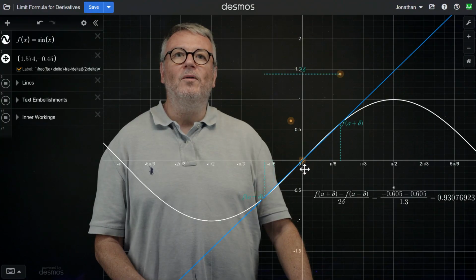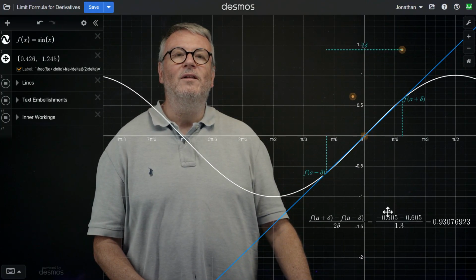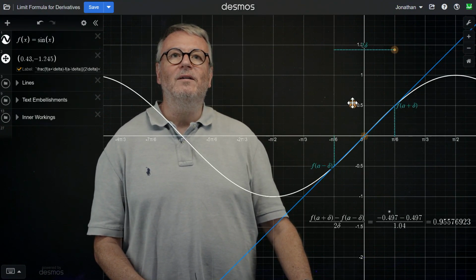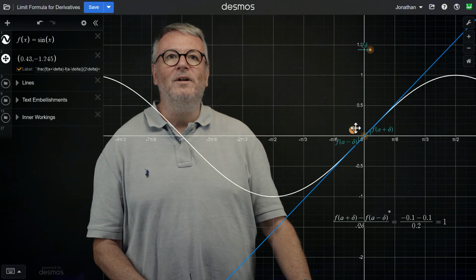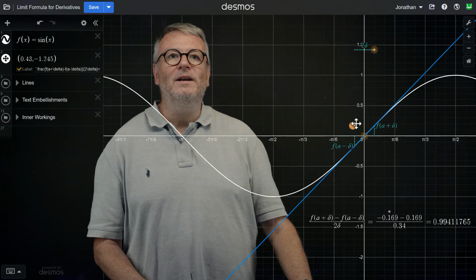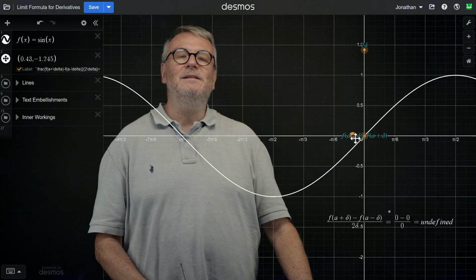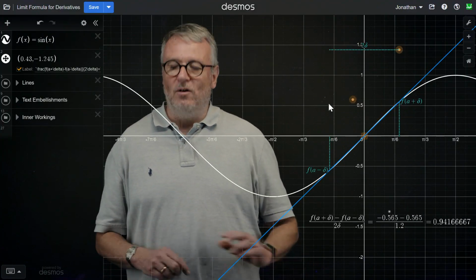Let me move the point of interest to the origin. What if I was interested in calculating the slope of sine at the origin? Well, if I again move, so I'm getting closer and closer, making a better and better approximation, you can see that it gets to 0.99, and then we actually get to 1. Eventually, it is undefined.